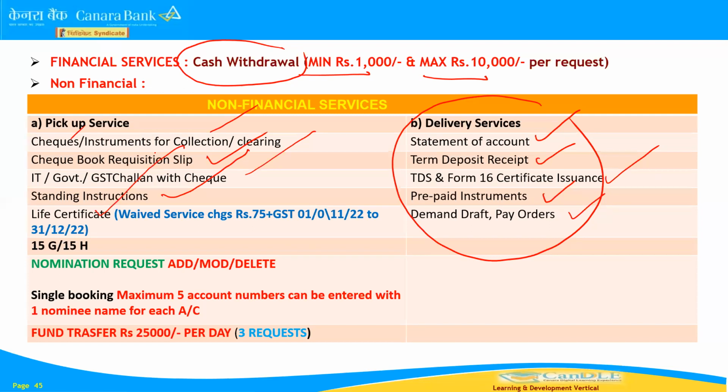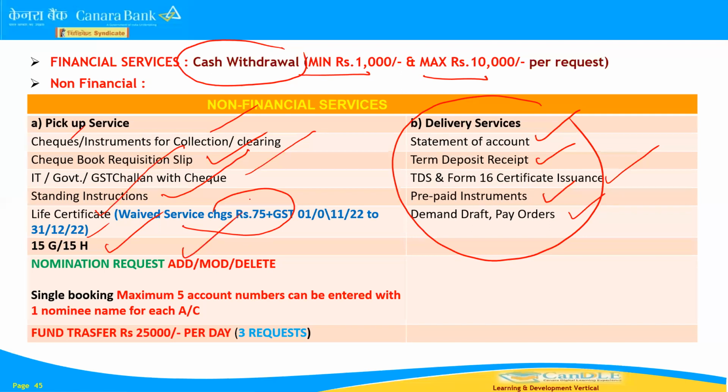And for Canara Bank, to encourage this, they told that if senior citizens want a life certificate through doorstep banking, the 75 rupees the bank will charge is waived. This is waived for life certificate up to 31st December 2022. They have waived. Then 15G, 15H, if they want, they can. Now also life certificate is there for senior citizens. We will discuss later. 15G, 15H, they can ask for request to pick up.